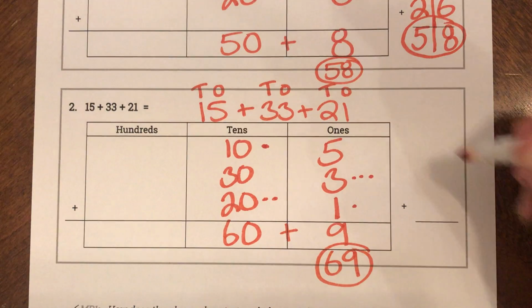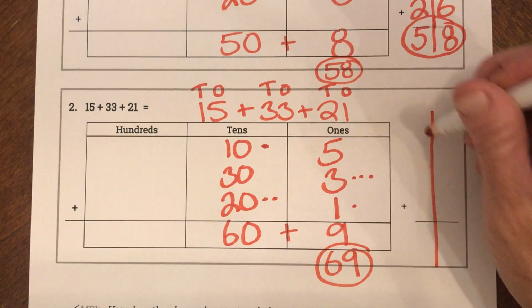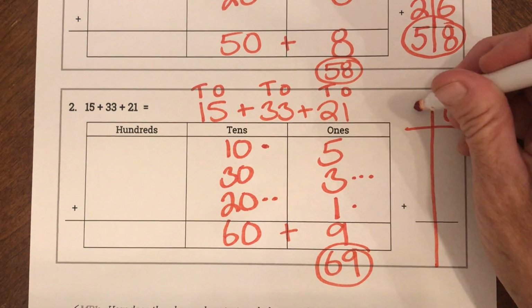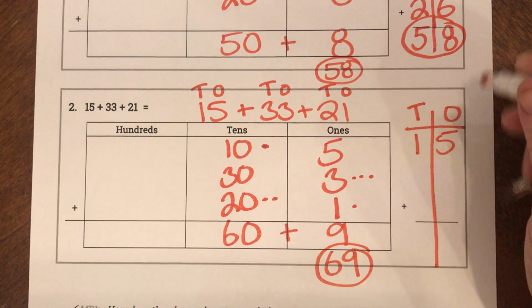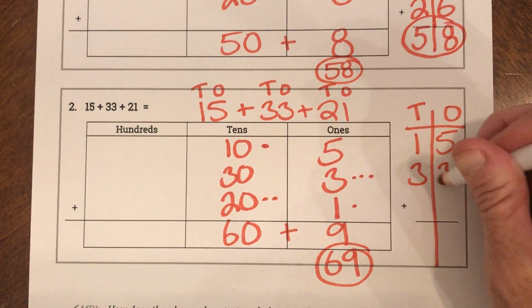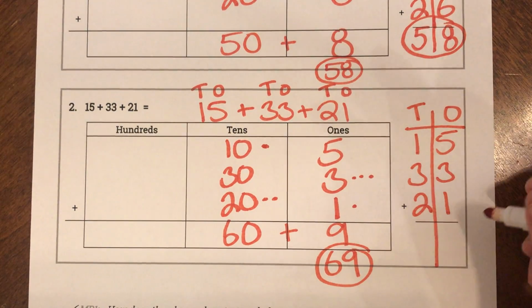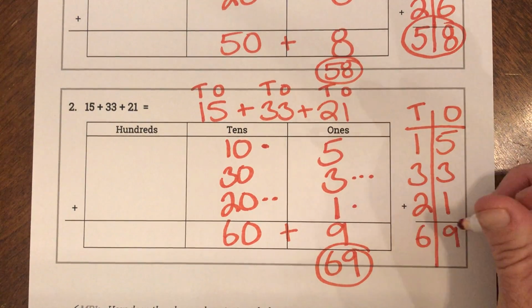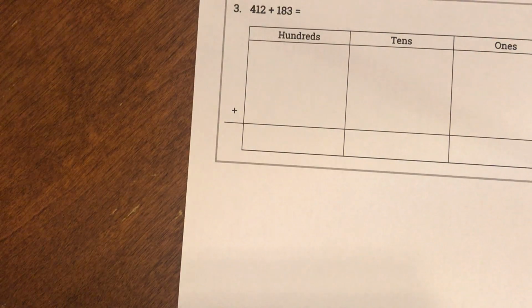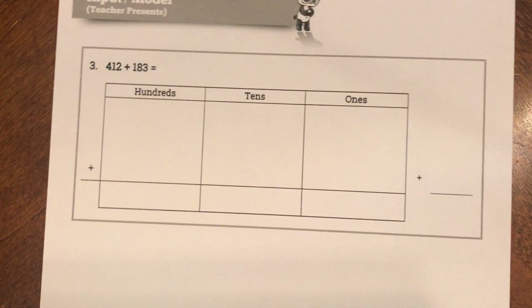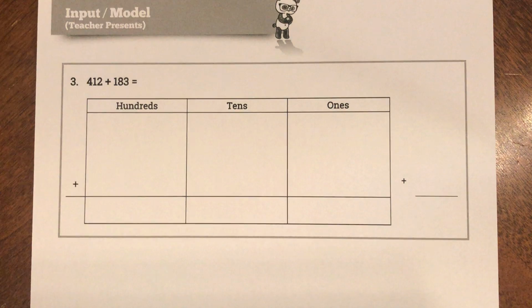Okay, in working form, remember I don't decompose, so I have my ones and tens, but I leave my add-ins as is. So I have 15 plus 33 plus 21, and my answer was 69. Okay, today I actually have 3 problems to do, friends, so I'm going to do one more with you today. Here's my next and last one.